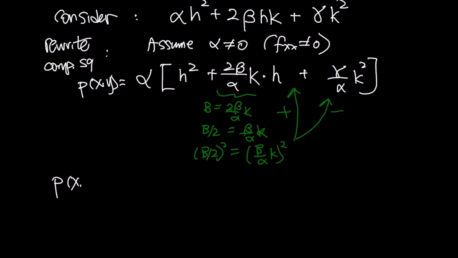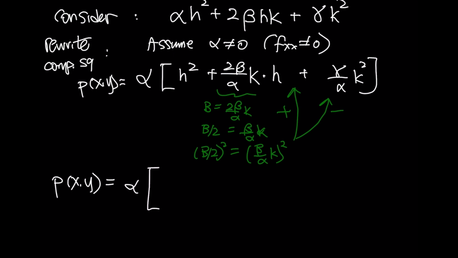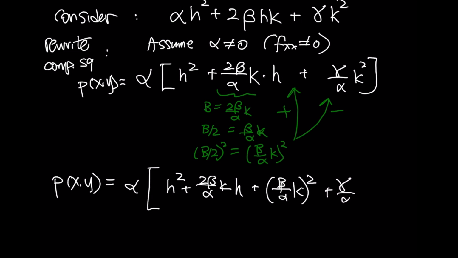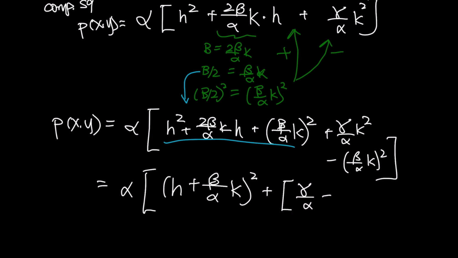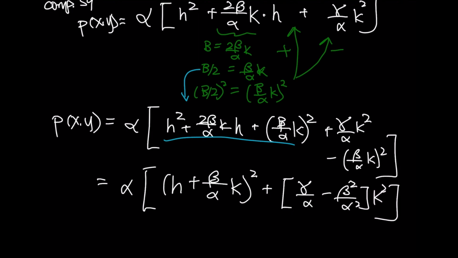This quadratic form can be written like this. I'll have alpha h squared plus 2 beta over alpha k times h, plus beta over alpha k all squared, then gamma over alpha k squared subtract beta over alpha k all squared. These first three terms turn into a perfect square, h plus whatever this term is here, and the whole thing gets squared. The second expression here, I will have gamma over alpha subtract beta squared over alpha squared times k squared. And I'm going to do one more rewrite.